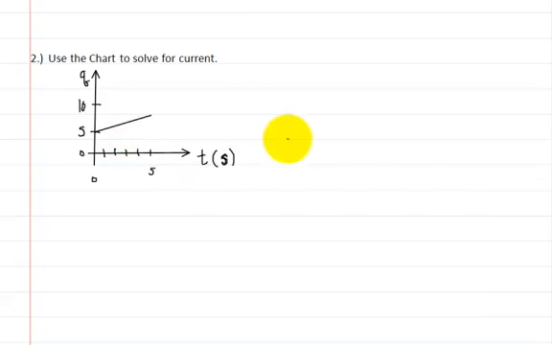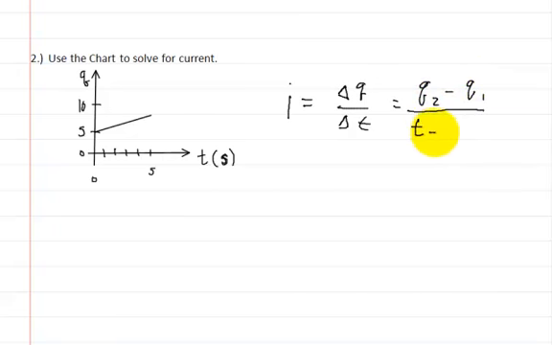So in this one, what you could say is that the current is equal to the change in charge divided by the change in time. And here we have the charge, which starts at 5 and it goes to 10. So this is Q2 minus Q1 over T2 minus T1. And so Q1 is going to be 5 coulombs, and Q2 is going to be 10 coulombs, so let's write that down.